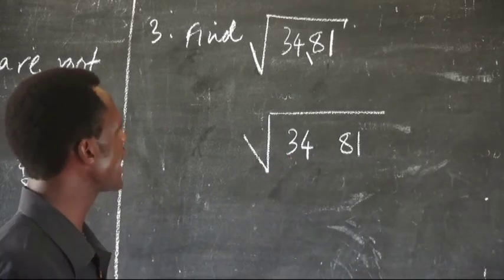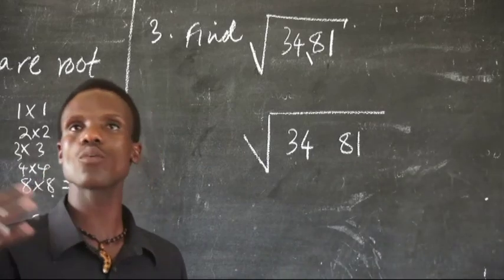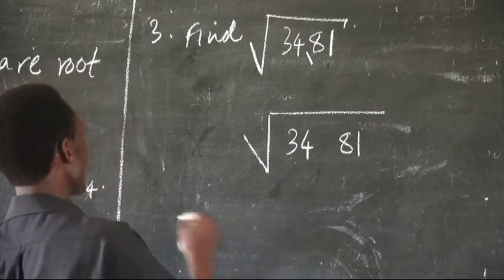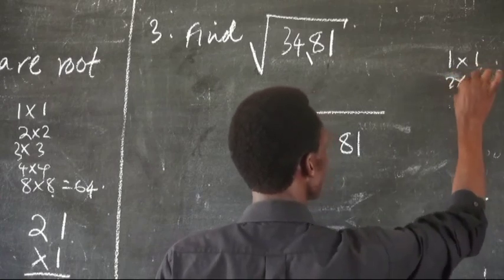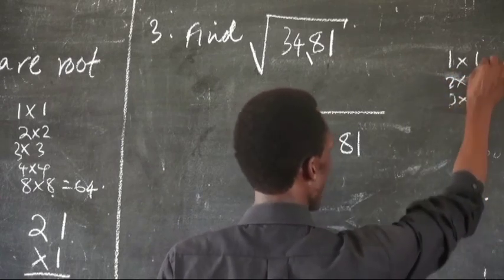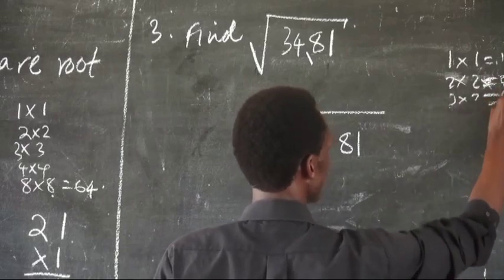Now you think of the number that will multiply by itself, so you get 34, or the nearest number to 34. Now you start, we just have 1 times 1, 2 times 2, 3 times 3. Now 1 times 1 is 1. 2 times 2 is 4. 3 times 3 is 9.